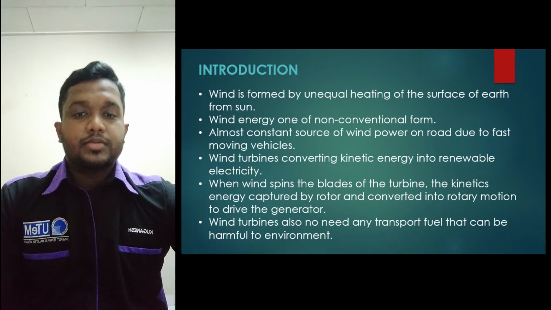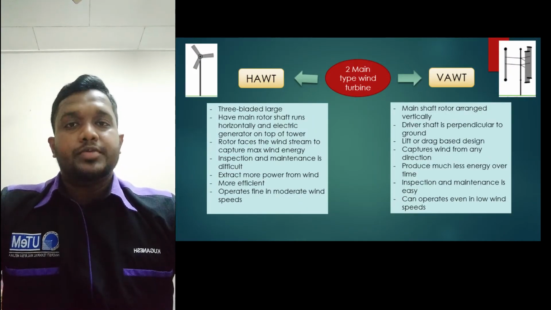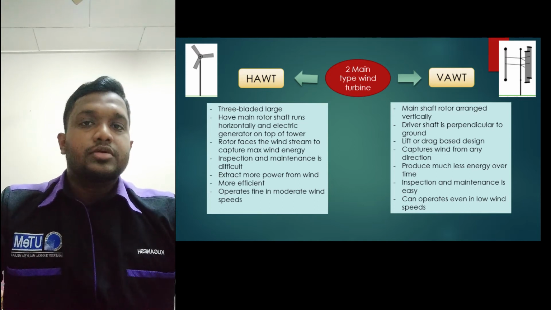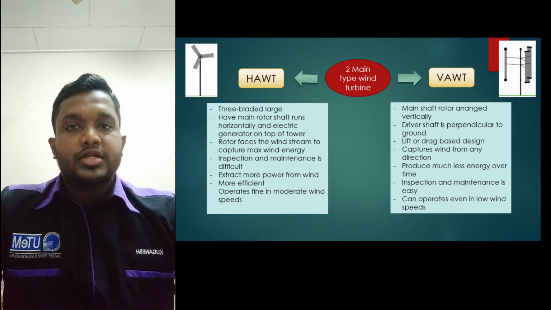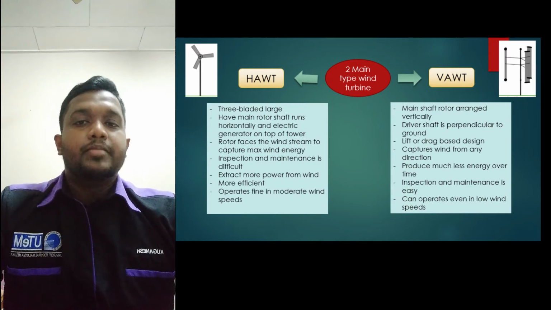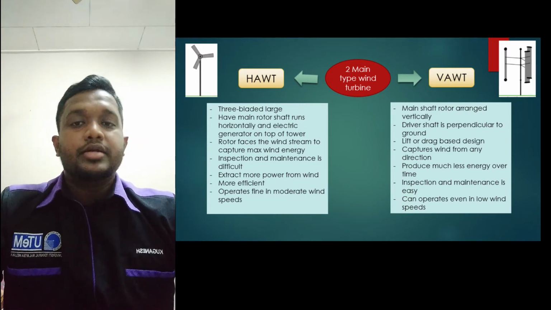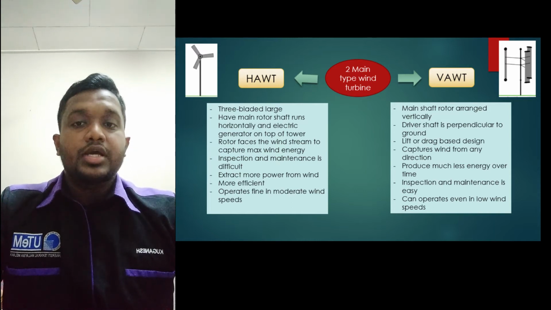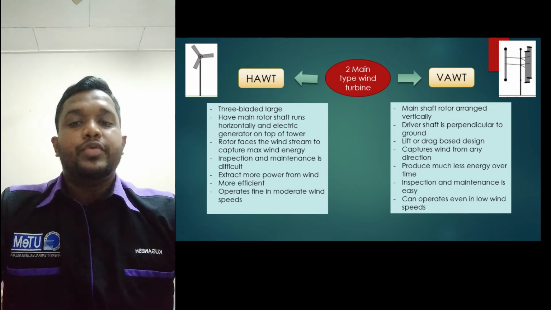Now I'm going to explain the two main types of wind turbine. The first type is the horizontal axis wind turbine and the second type is the vertical axis wind turbine. The horizontal axis wind turbine has three large blades, the main rotor shaft runs horizontally, and the electrical generator is on top of the turbine. The rotor faces the wind stream to capture maximum wind energy. Inspection and maintenance are very difficult on the horizontal type, but it extracts more power from the wind and is more efficient. It also operates in fine and moderate wind speeds.